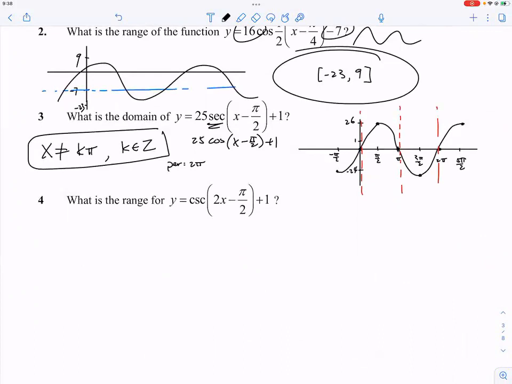All right, so number 4, what's the range? Again, asking for the y value.